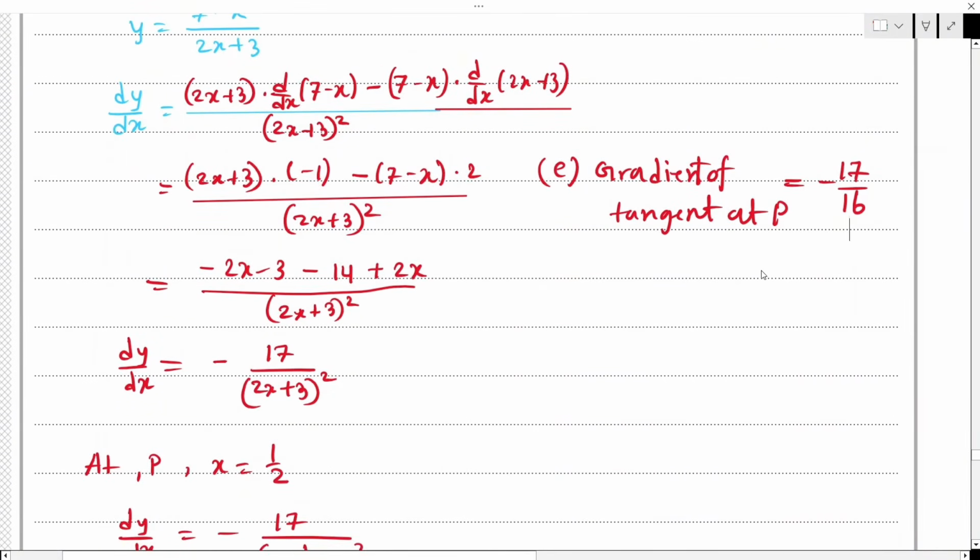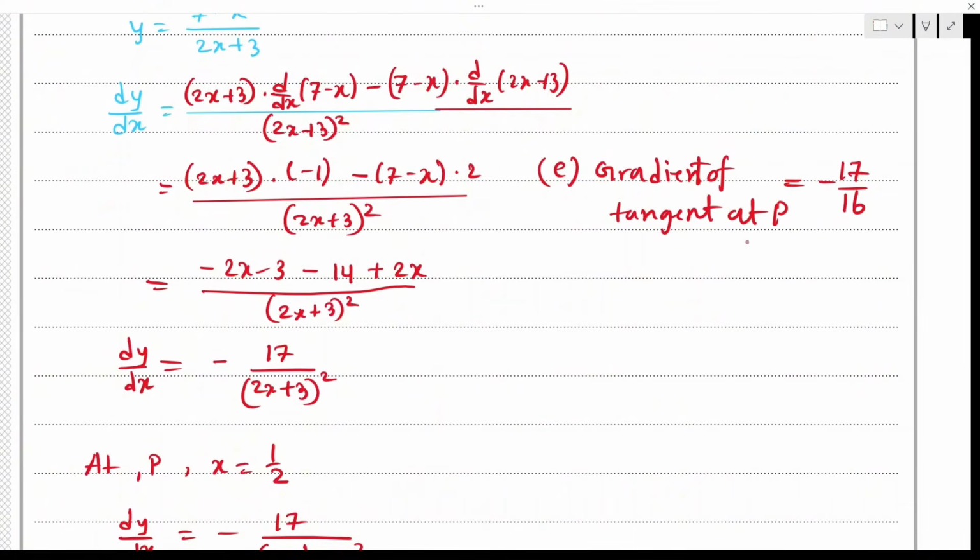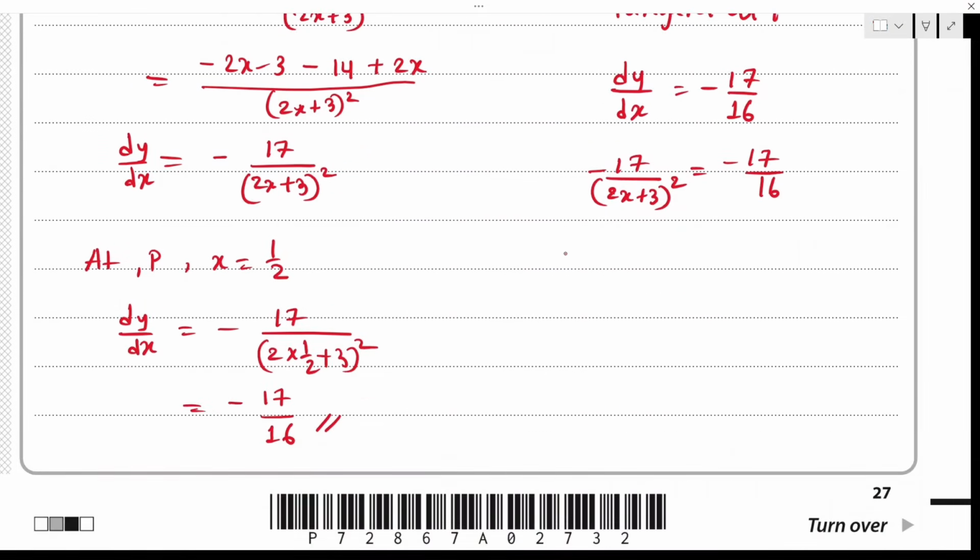From this, we can also say that our point P will have the gradient of minus 17 by 16. So I can use my expression for dy by dx to find out the x-coordinate of P. I can write dy by dx is equal to minus 17 by 16, and then use my expression to find the values for which this is the gradient of our curve. This will give us (2x plus 3) whole square is equal to 16, or 2x plus 3 is equal to plus minus root 16.